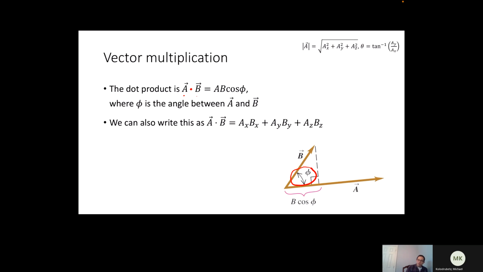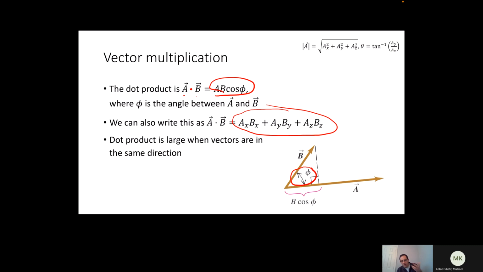Now it turns out there's another nice way of writing this, which is why sometimes components are very nice. I can also write this as Ax times Bx plus Ay times By plus Az times Bz. You just add up the products of the components. So depending on what you're given in the problem, you'll either use this angle identity or you will use the Cartesian representation.